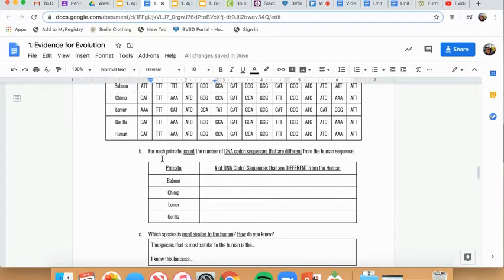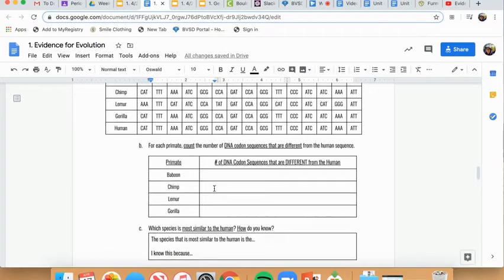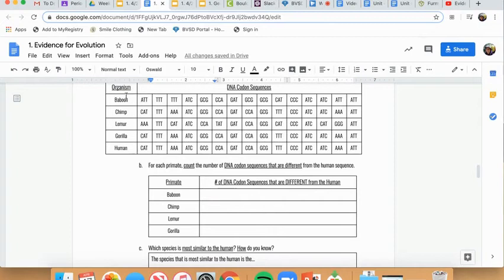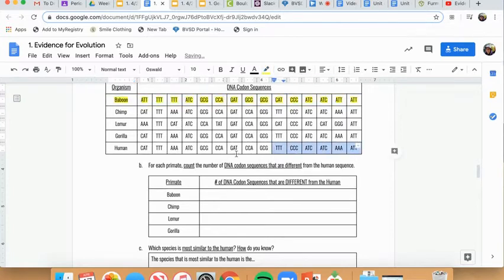So for letter B, for each primate, you're going to count the number of DNA codon sequences that are different from the human sequence. For example, I'm going to go ahead and do baboon first for you so that you can see how this works. So what I'm doing is comparing the baboon, and I'm going to highlight these just so we have a better idea of what we're specifically looking at, and the humans. And we're looking for differences, not similarities.